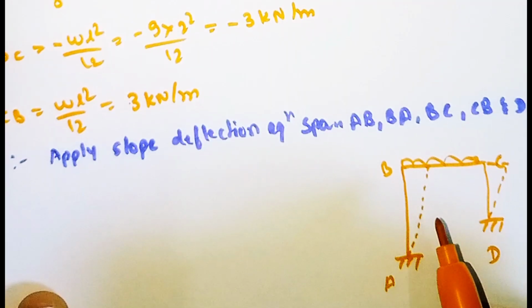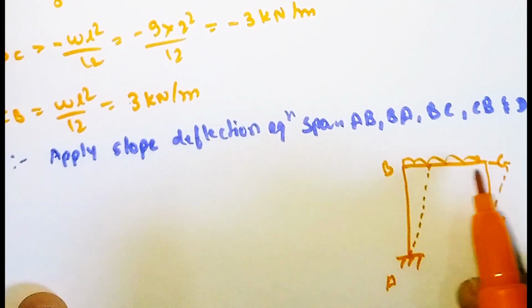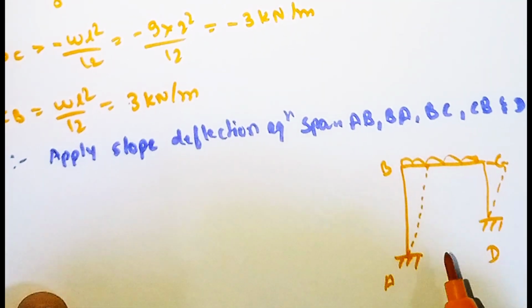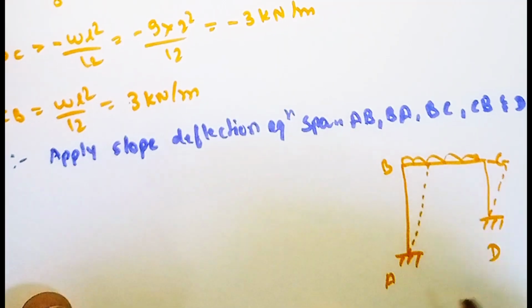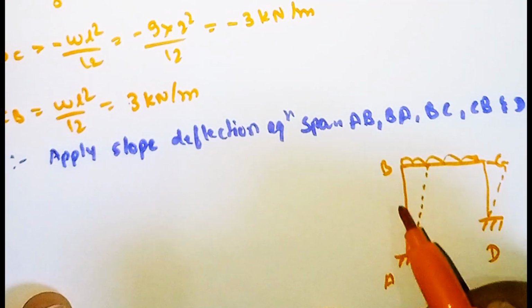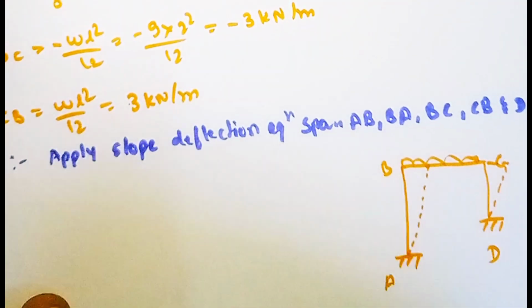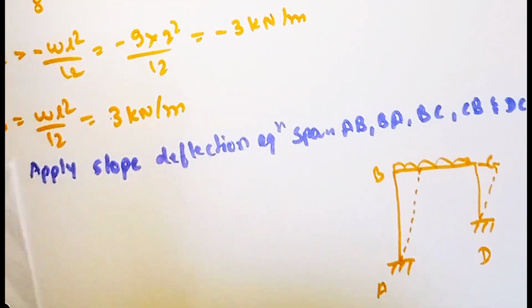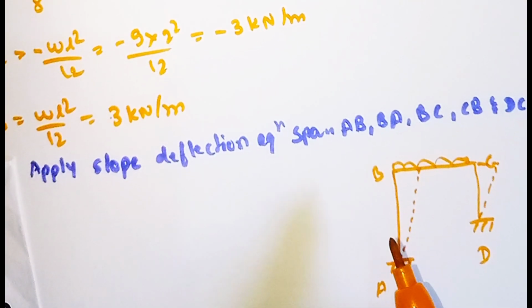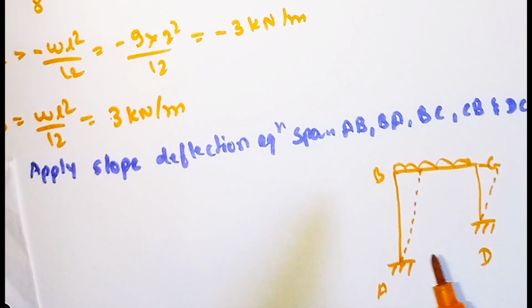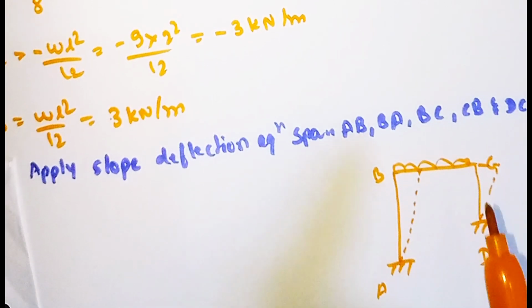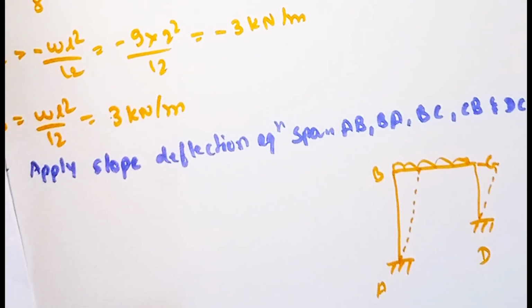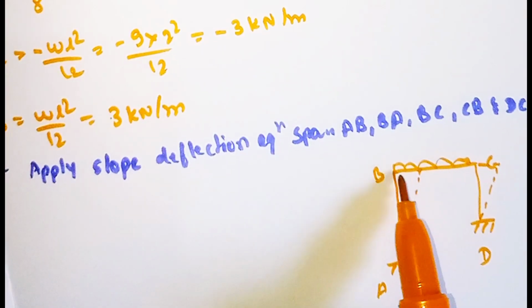So deflection does not act on the horizontal member, that is BC. It only acts on the vertical members, that is BA as well as DC. The deflection always acts on the vertical member. So here AB and DC are the vertical members, and the deflection does not act on the horizontal member.